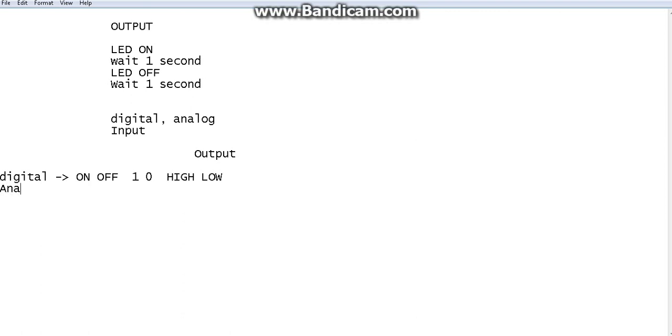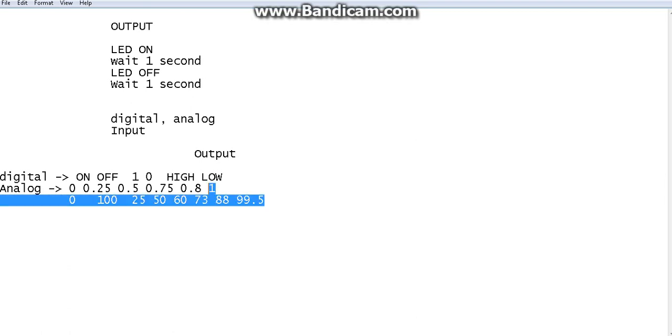What are analog ones? Analog states. Analog states are values. So we can have any values between the both. Let's say if it is 0 to 1, the minimum value is 0 and the highest value is 1, then the intermediate value is also possible. 0.25, 0.5. You can give such an output, and you can take such an input also. 0.75, 0.8, any value you can take, and 1. Or if the range is from 0 to 100, you can decide the range, right? So you can have 25 in between, 15, 60, 73, 88, 99.5, any value you can have. So analog can have different values.